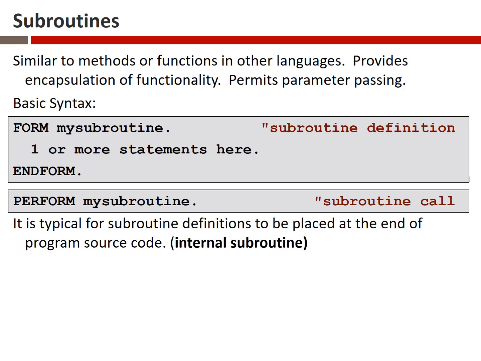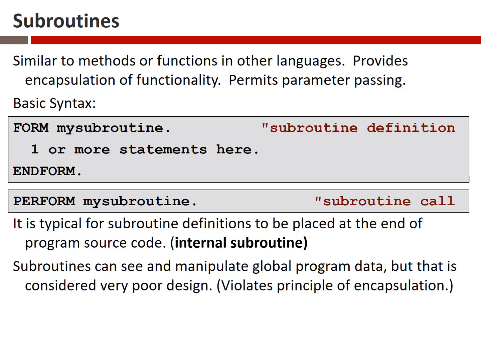It's very typical for the subroutine definitions to be placed at the end of the program source code. So your main block of functionality would be at the top, and then underneath that you might see one or more form blocks. That's just by convention. It doesn't necessarily have to be organized in that fashion.